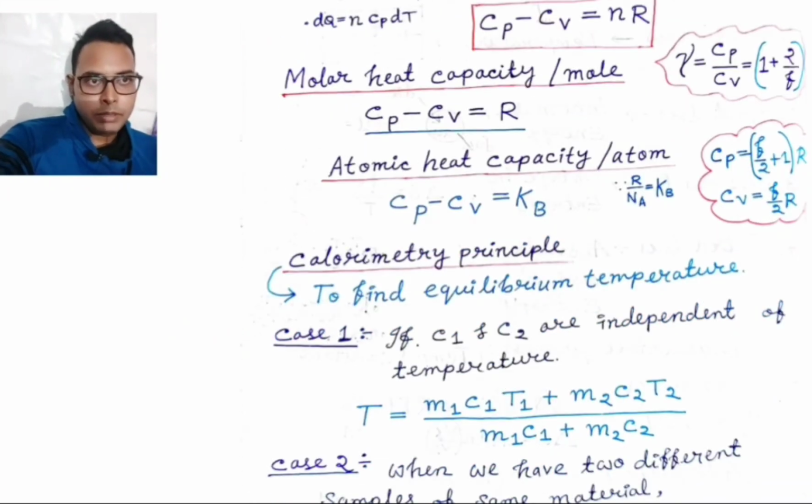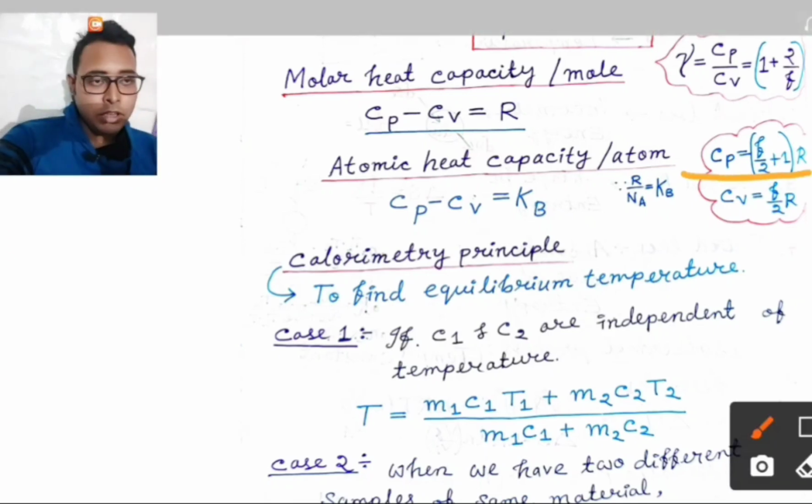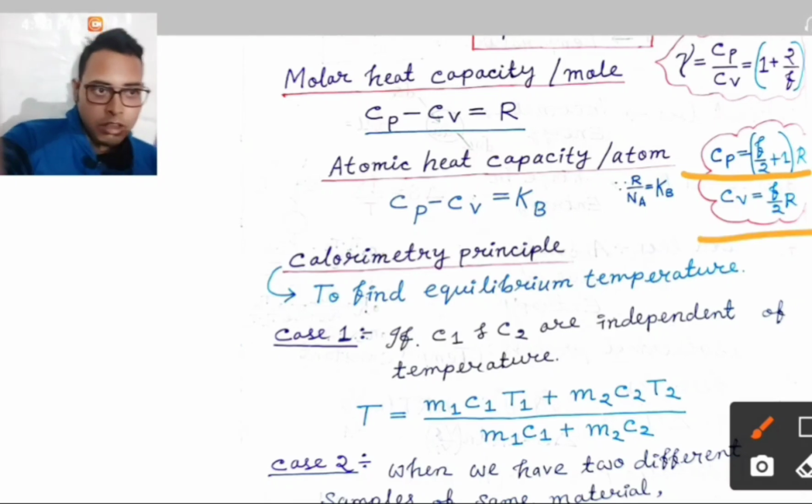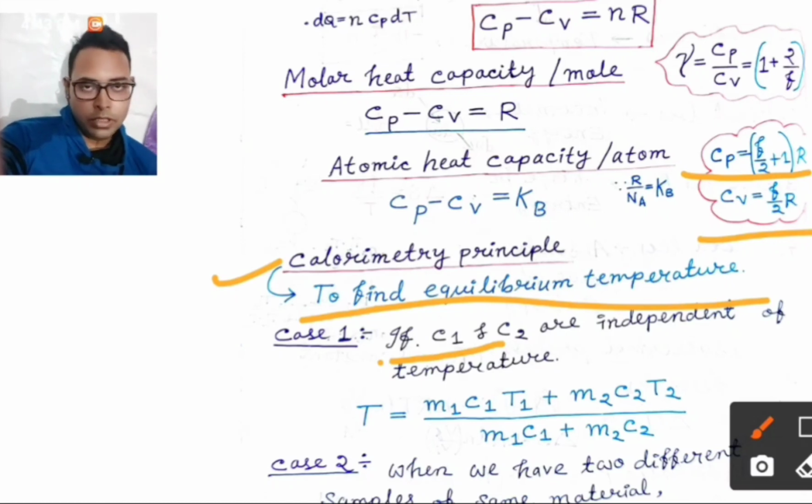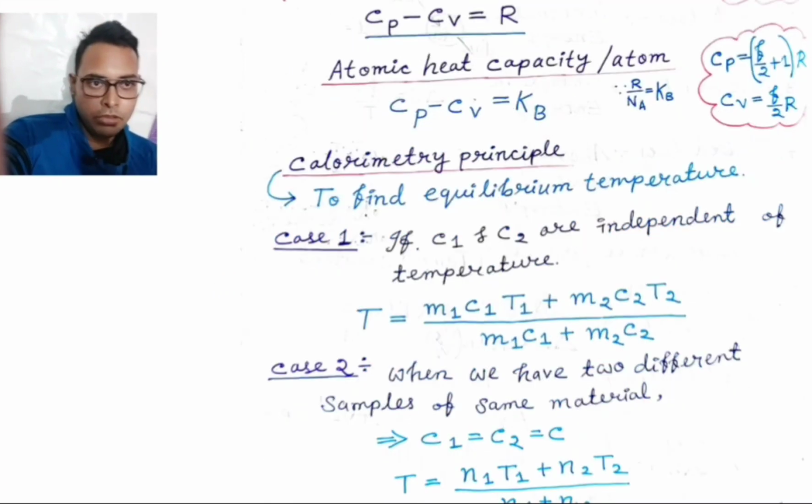Also remember the values of Cp and Cv in terms of degrees of freedom. This is the relation: Cp is equal to (F by 2 plus 1) into R, Cv is equal to F by 2 into R, okay. And use the calorimetric principle to find the equilibrium temperature. If substances are mixed, we need to use the calorimetric principle to find the equilibrium temperature of that mixture. This is the equilibrium temperature: M1 C1 T1 plus M2 C2 T2 divided by M1 C1 plus M2 C2, okay.